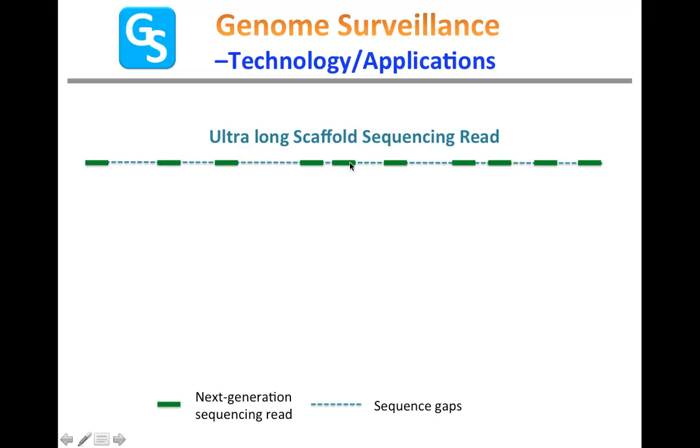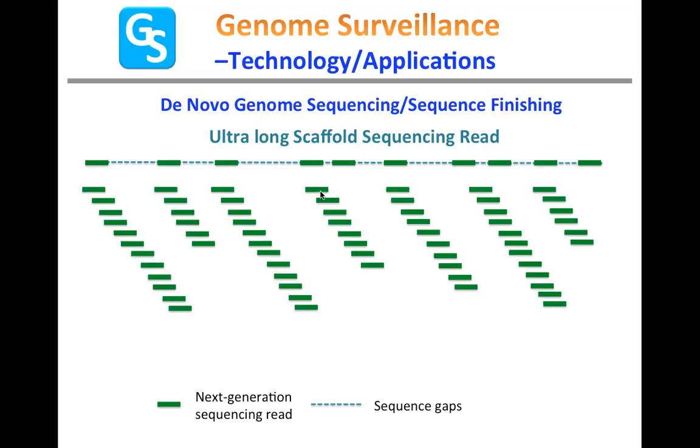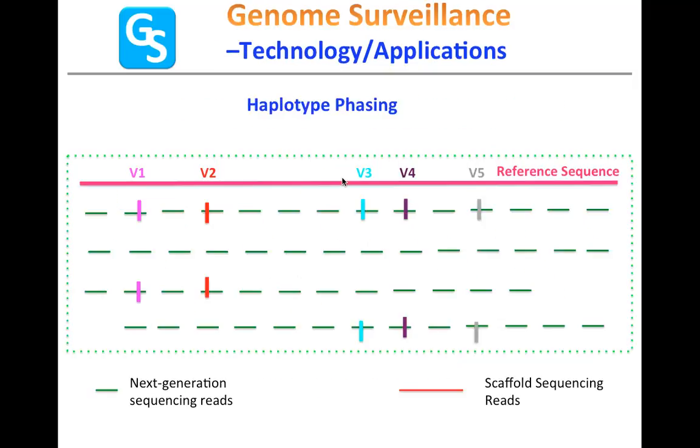The size of the scaffold sequencing read ranges from 100 KB to several megabases. Therefore, it is very good for de novo genome sequence assembly and sequence finishing. You can directly align next-generation sequencing reads and contigs to the long scaffold sequencing read and compute the final genome sequence based on the sequence alignment.